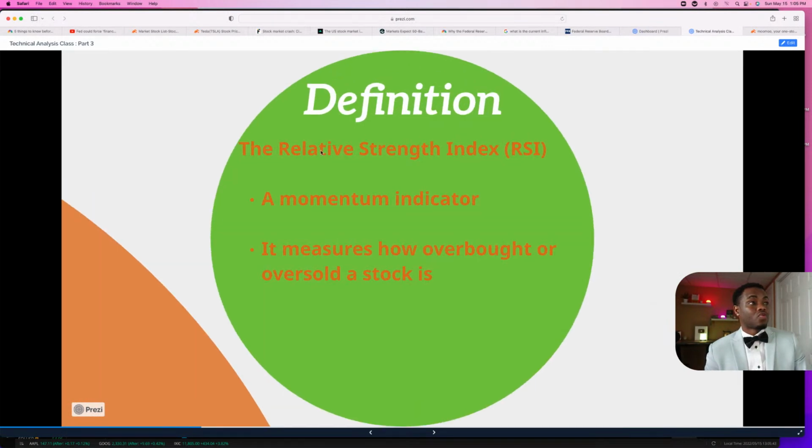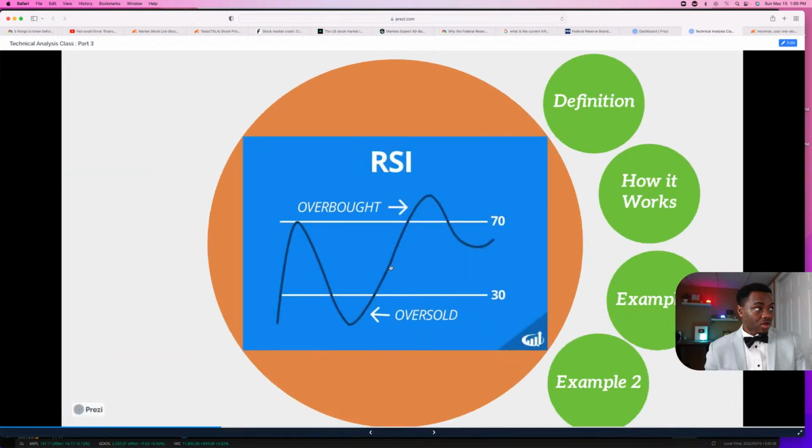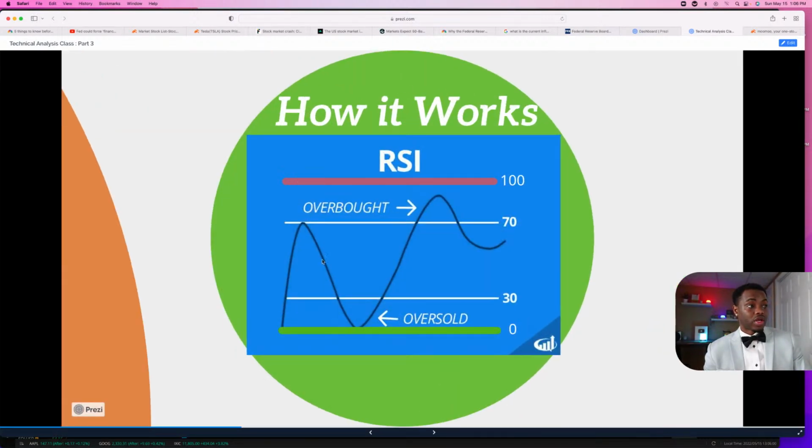RSI stands for relative strength index. So we're trying to see strength or weakness. It's a momentum indicator like the MACD, but different. You use these two together and they really are a banger. So it says it measures how overbought or oversold something is. Okay, how does it work? So it goes from 0 to 100, but the real range is the overbought range is between 70 and 100.